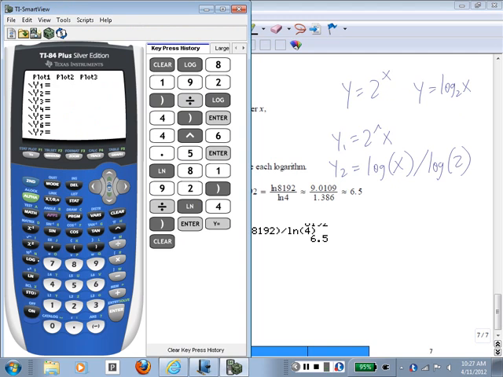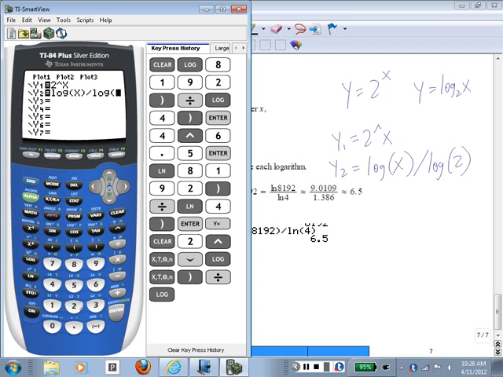It's going to be 2 to the power of x, and then log of x divided by the log of 2. One more thing, let's do y equals x, because these two are going to be symmetric to each other about the line y equals x. And I'm going to zoom 6, and I'm going to follow that up with a zoom 5. Zoom 6 so we get a standard viewing window, and then zoom 5 to make it a square viewing window.